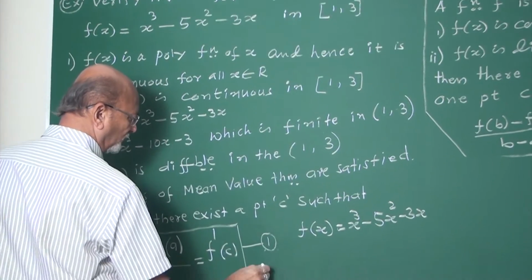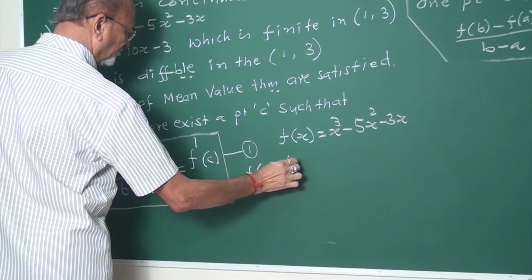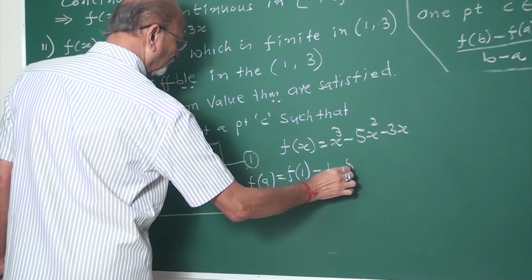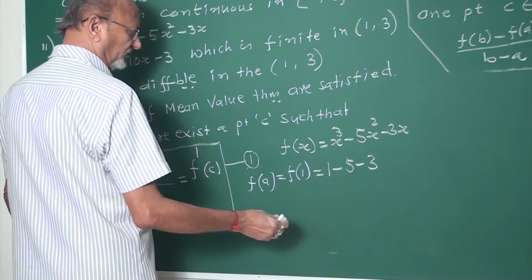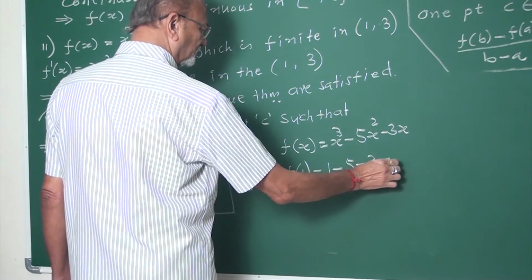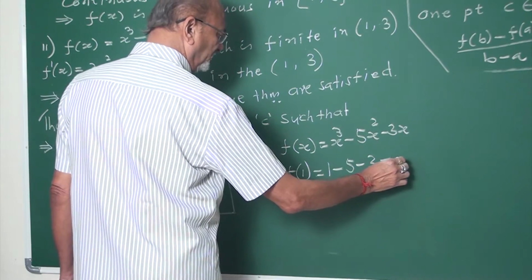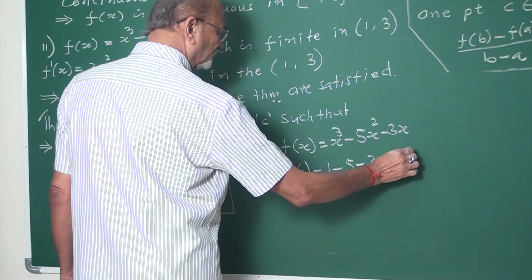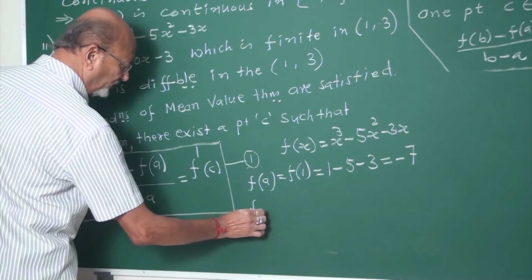First, f(a). f(a) is f(1): 1 cube minus 5 into 1 minus 3 into 1. Tell me, friends, what is this? 1 minus 8 is minus 7. Next is f(b).